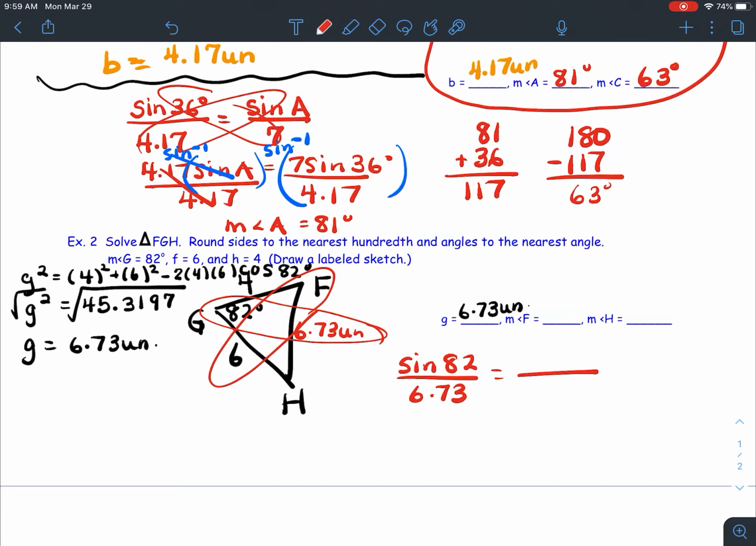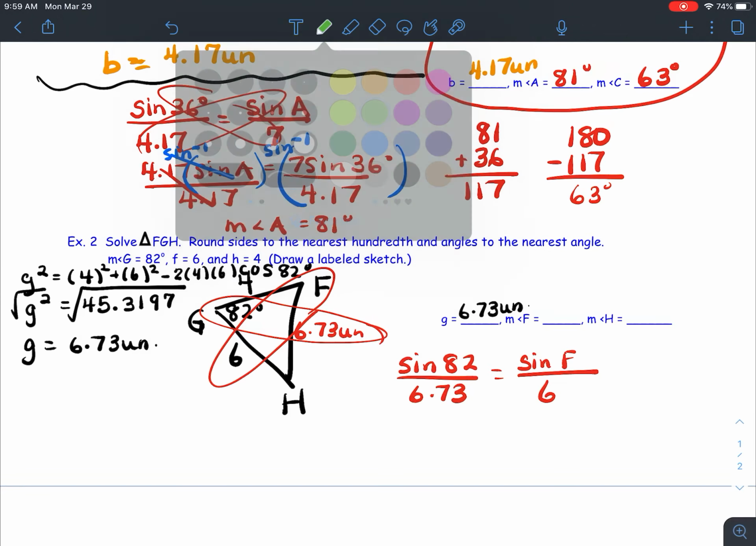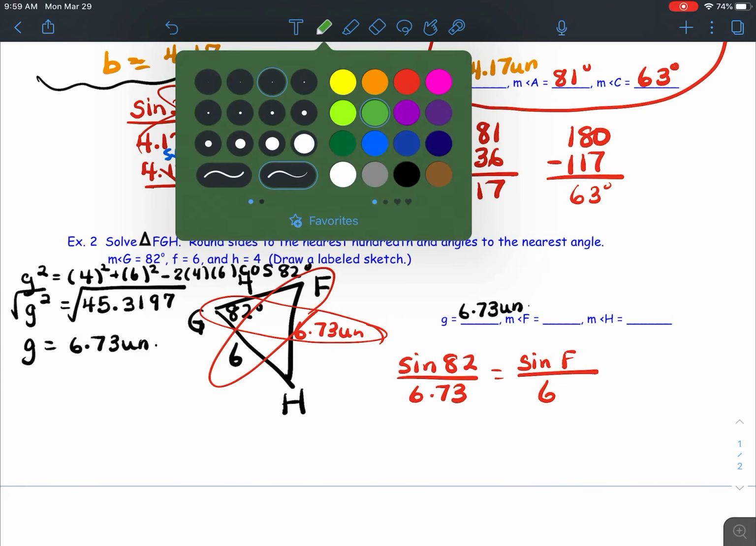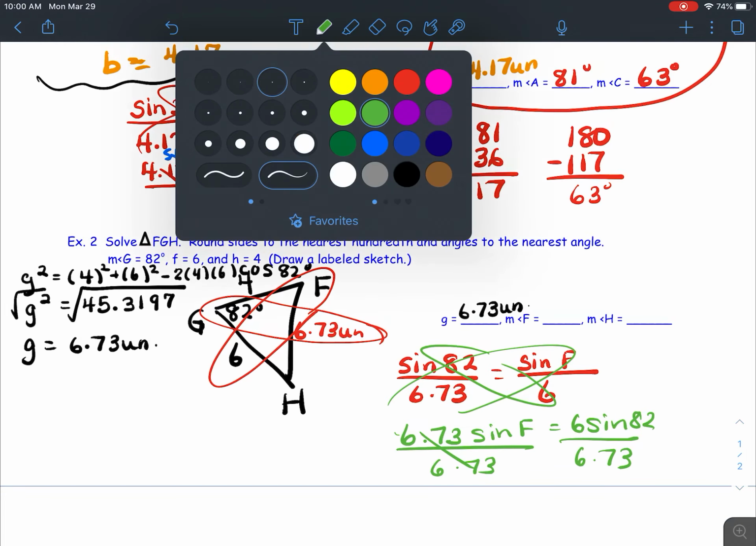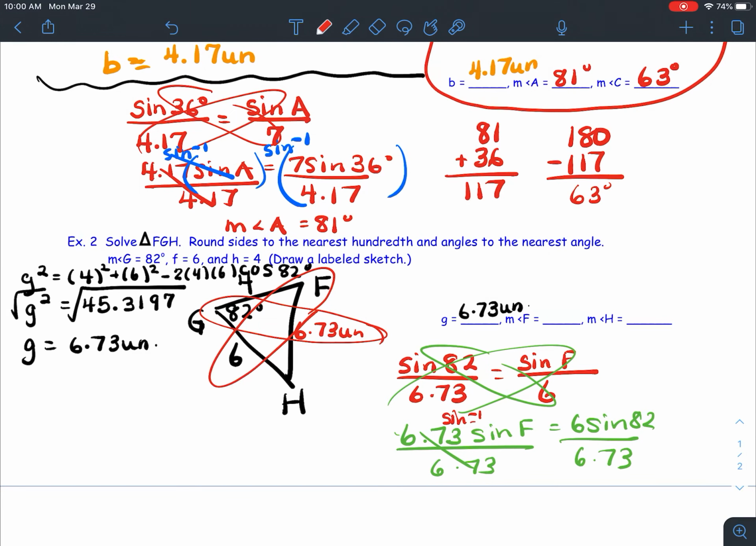That's opposite side 6, so sine of F. Okay, and then this is the same process that we have used before with just cross multiplying. Okay, so we divide by 6.73, and then we're doing the inverse sine of both sides. This is going to give us the measure of angle F to be 62 degrees. Okay, we add it to our picture, we add it to our blank line.